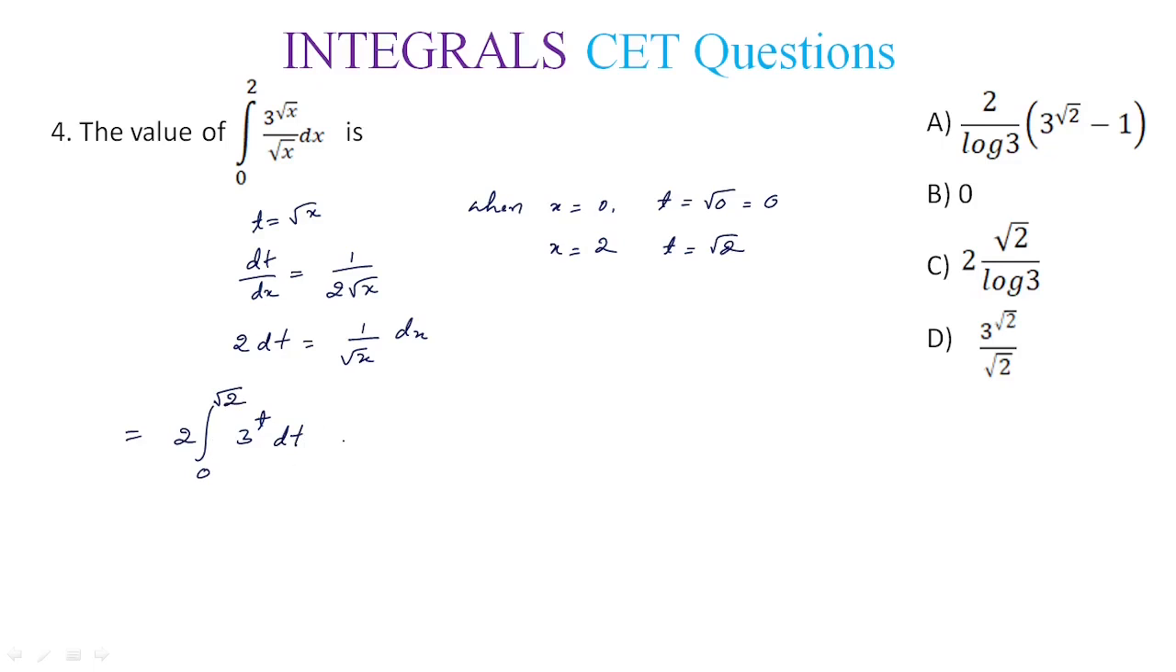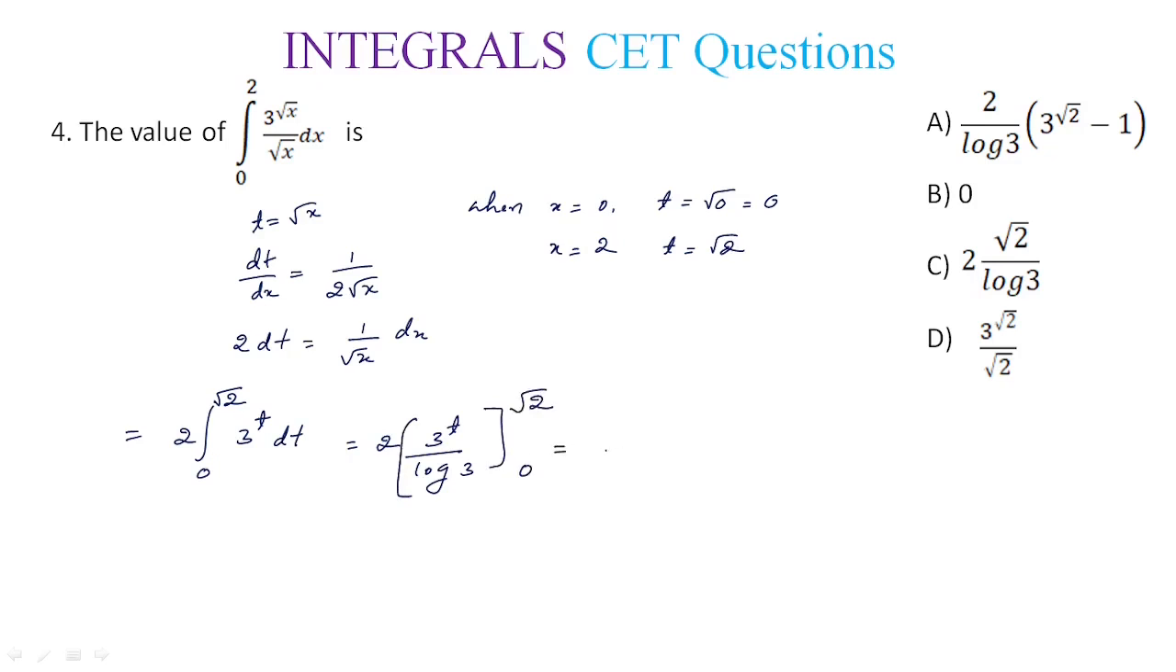2 outside as it is, 3 raised to t integration. That is what? 3 raised to t upon log 3. It is like integration of a raised to x. Integral of a raised to x is a raised to x by log a, so in the same manner it is. Okay. 0 to root 2.